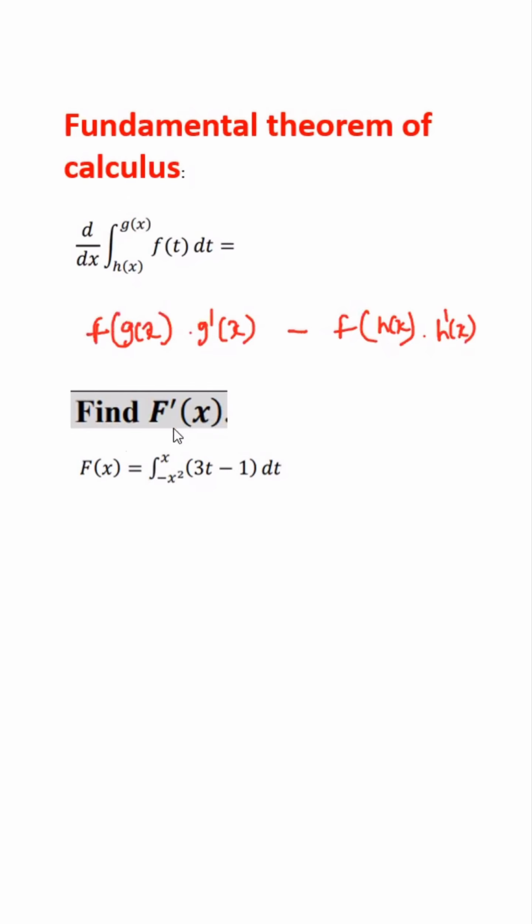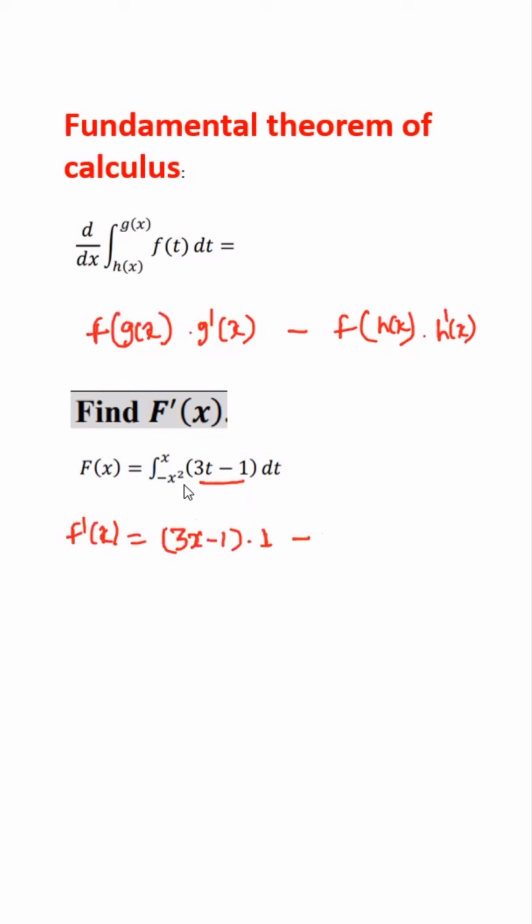So here we have to find f prime of x. That means you have to find the derivative of this function. So f prime of x is equal to, now this is my function. First I will take the upper bound. The upper bound is x, so plug x here. So 3x minus 1, t will be replaced by x, times the chain rule. The derivative of the upper bound, the derivative of x, is 1, minus.